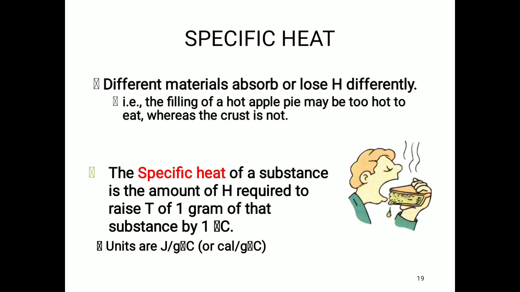The specific heat of a substance is the amount of heat required to raise the temperature of 1 gram of that substance by 1 degree centigrade. The amount of heat which is required to raise the temperature of 1 gram of any substance by 1 degree centigrade is called the specific heat of that substance. The unit of specific heat is joule per gram degree centigrade or calorie per gram degree centigrade.